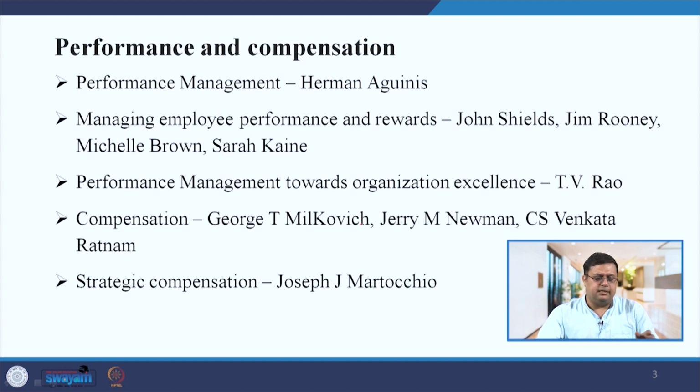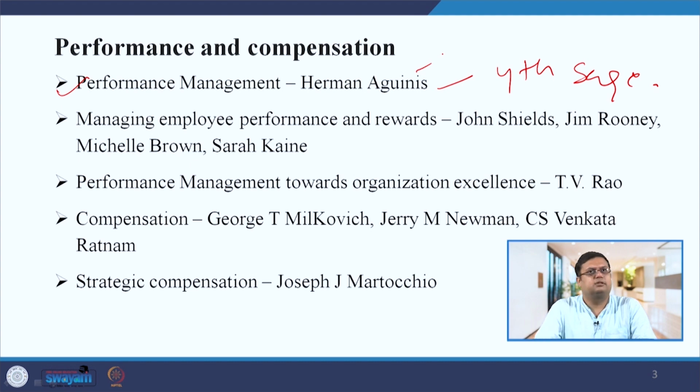Now, let us come to the next function. For performance and compensation, I have used a few books. The first book that I have used for performance management is by Herman Aguinis, the 4th edition by Sage. This is the first book that I referred to related to performance and compensation. This book will help you to understand what the performance management system is, what the process is, what the challenges are, and then you can develop some of the matrix related to this.